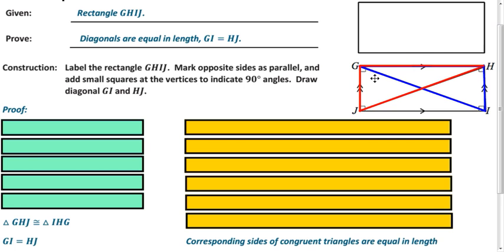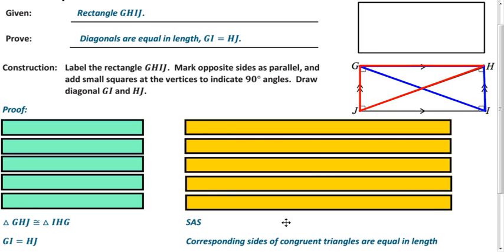So let's see. Well, we have a rectangle, so we have these right angles in the corners. And we know that all right angles are congruent, right? They're all 90 degrees. And what else do we have? We have this common side. And we also know that the opposite sides are congruent because it's a parallelogram. So that should give us side angle side. So let's go through that argument.